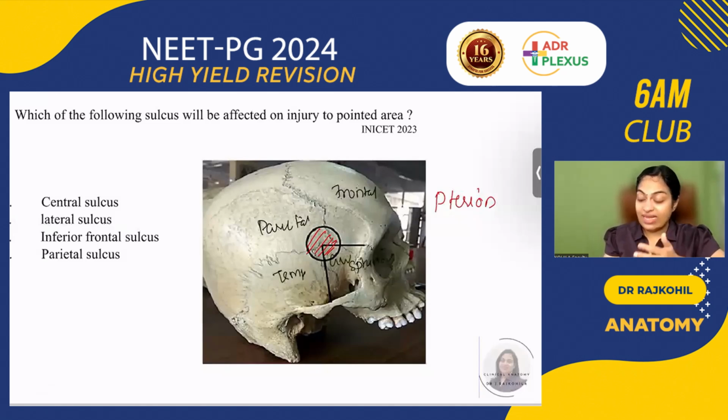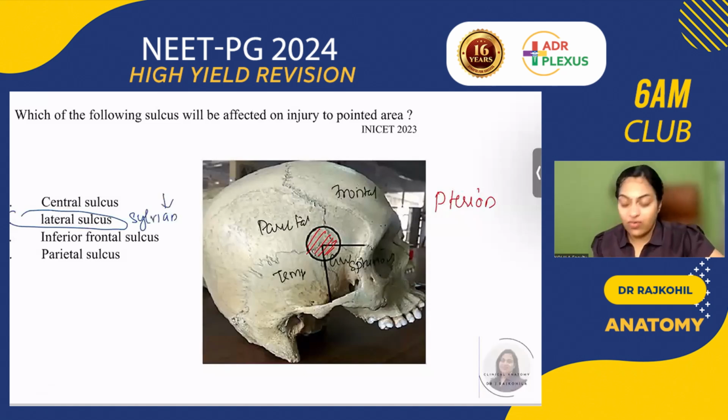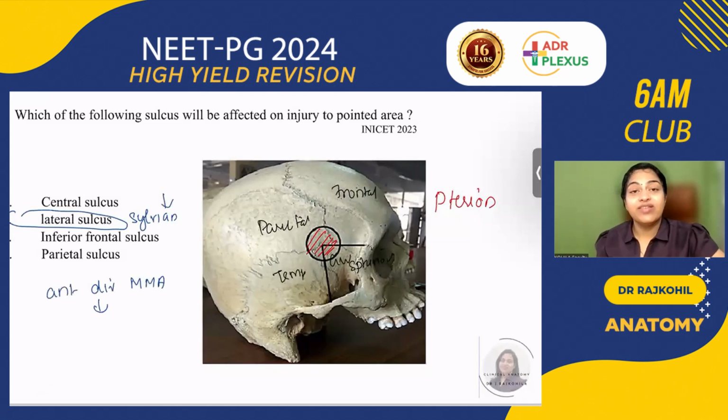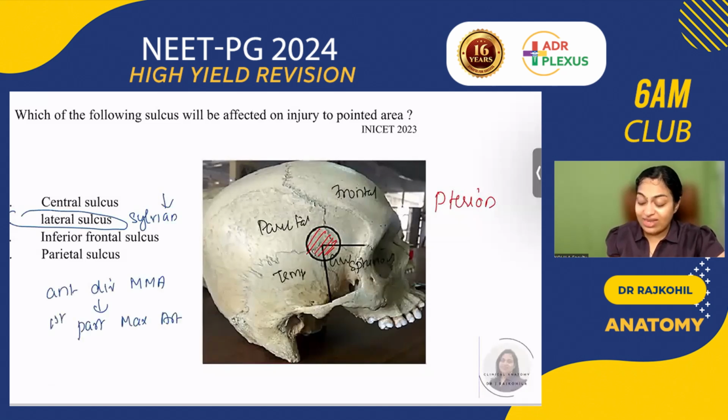Now, what vessel is related to it? Yes, it is the lateral sulcus or the Sylvian sulcus. To be more specific, the posterior ramus of the lateral sulcus. The branch that is related here will be the anterior division of the middle meningeal artery. Can you tell me through which foramen it enters the middle cranial fossa? It is a branch coming from the first part of the maxillary artery. Through which foramen does it traverse? Yes, it passes through the foramen spinosum.